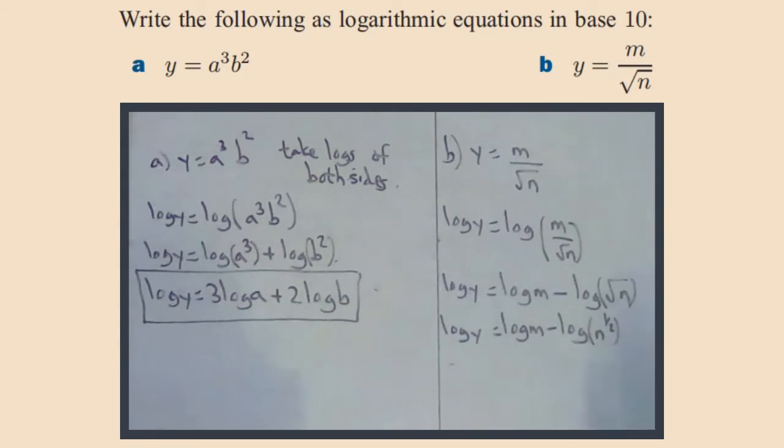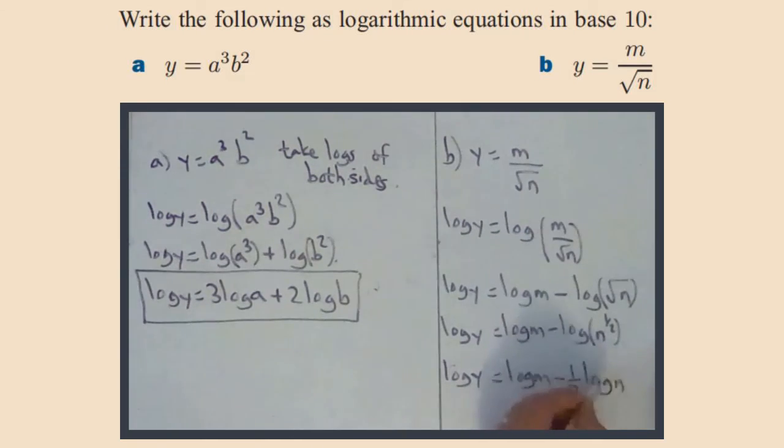Then we can use the third law and just bring this half to the front. So final answer, log y equals log m minus a half log n, and that is a nice logarithmic equation.